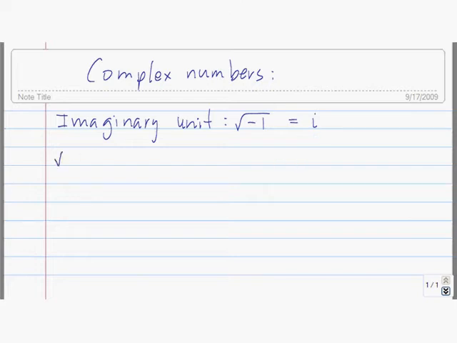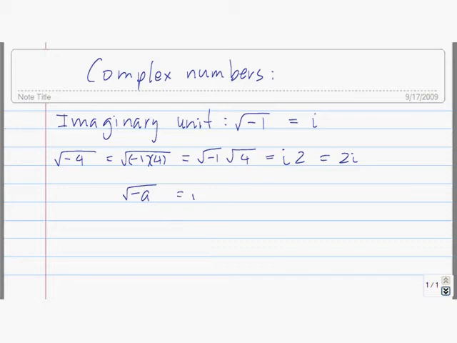So, for example, we can now have a meaning of the square root of negative 4. That's really equal to the square root of negative 1 times 4. And using properties of square roots, this is equal to the square root of negative 1 times the square root of 4. The square root of negative 1 is i. The square root of 4 is 2. So we write this as 2 times i. So the square root of negative 4 under complex numbers is equal to 2i. More generally, the square root of negative a for any number a is equal to the square root of a times i.